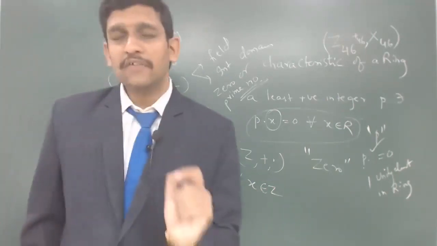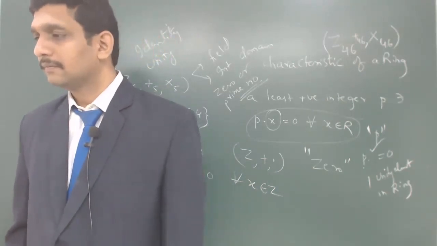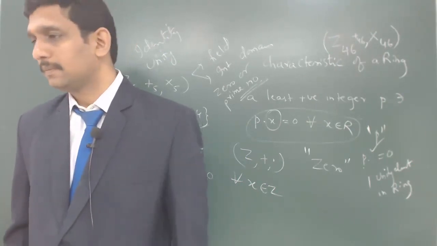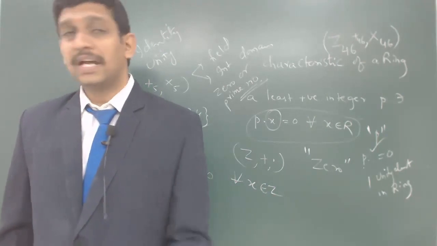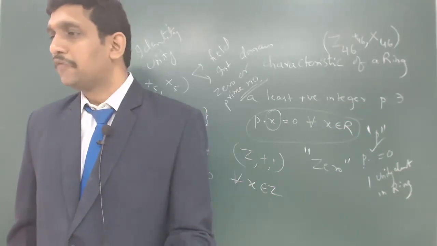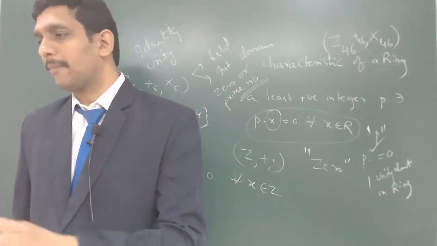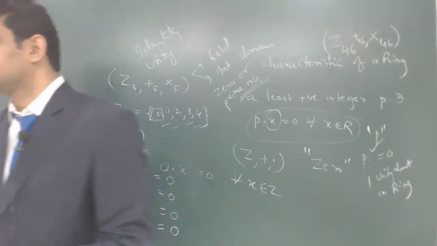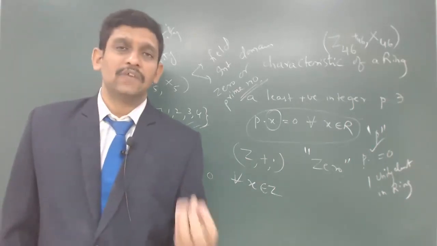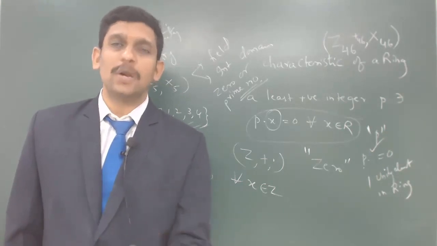Here, Z is not a field, but Z is an integral domain, right? Z is an integral domain, so its characteristic is 0. That's why I mentioned that the characteristic will be either 0 or a prime number. If you take an integral domain or field, whatever the case may be, it must be 0 or a prime number. That we are going to prove theoretically. Whenever you take an integral domain, its characteristic will always be either 0 or prime. That we prove.